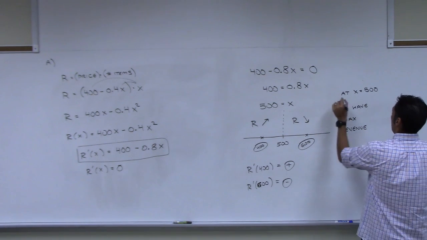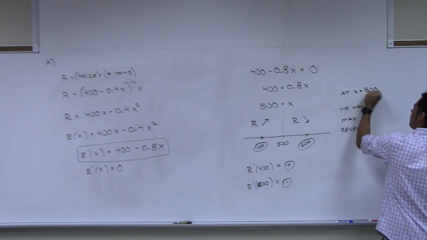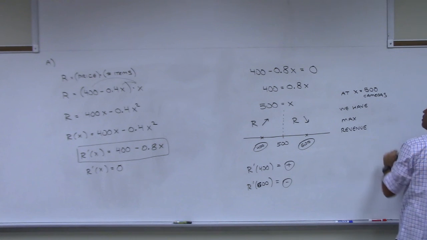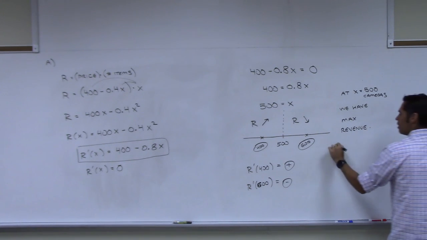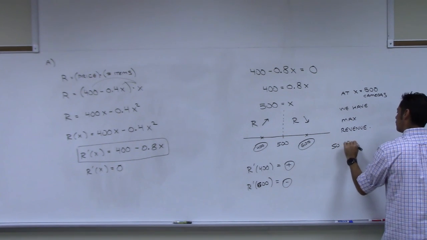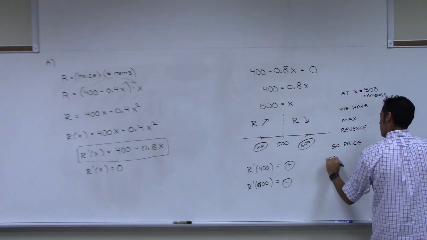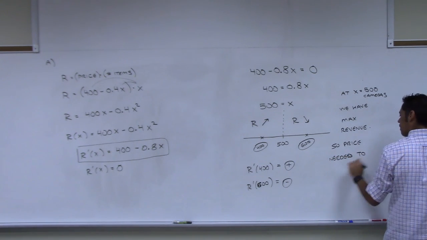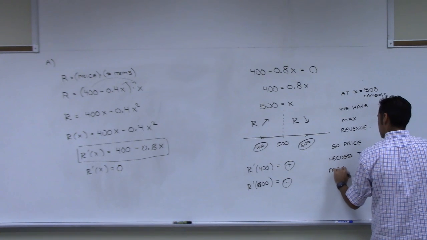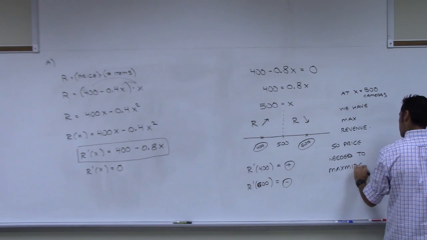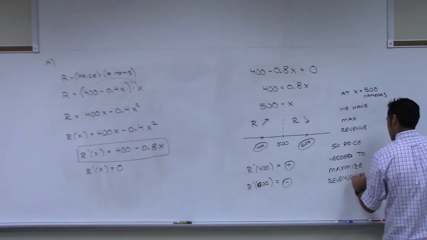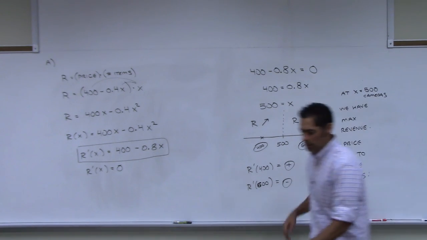Okay, so at x equals 500, I'm going to put here cameras underneath this. At x equals 500 cameras, we have maximum revenue. So price needed to maximize revenue is, and I'll have to continue the work over here.